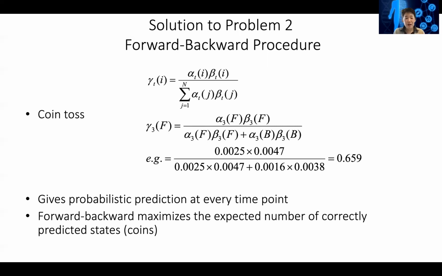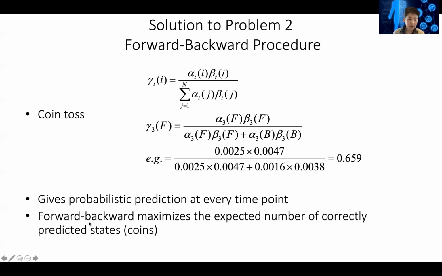So in this case, because the fair coin probability is 0.659, we'll say, oh, the third position is a fair coin. But not only are you given a prediction, you are given a confidence of the prediction. So at some positions, you might be 99% sure that this is a fair coin, but at other locations, you're only 51% sure. So you have a confidence at every location as well.